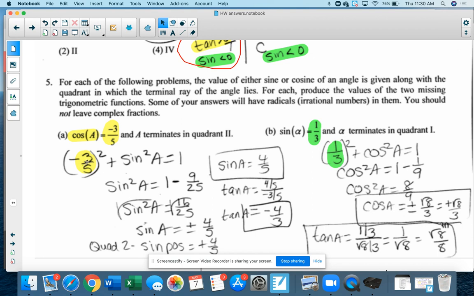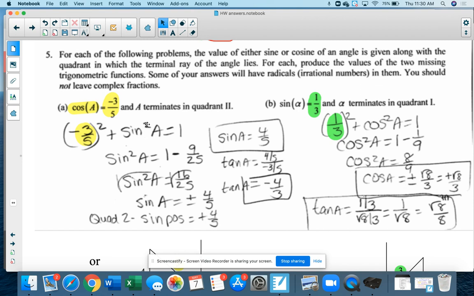So if I plug it into cosine squared A plus sine squared A equals 1, I already know cosine A, so that's -3/5, so I'm squaring that. I'm going to solve for sine. So sine squared A equals 1 minus -3 squared, which is 9, and 5 squared is 25. So basically, I'm trying to solve and get sine by itself. So it's 1 minus 9/25. 1 minus 9/25 is 16/25. Basically, I want to make this with a common denominator. So instead of writing 1, I did 25/25, and 25 minus 9 is 16/25.